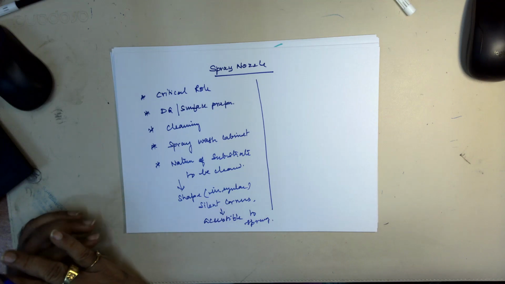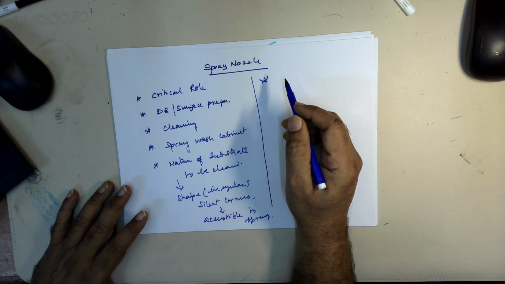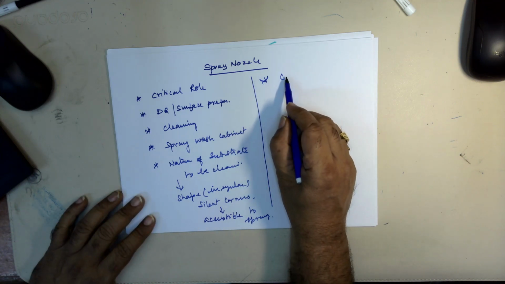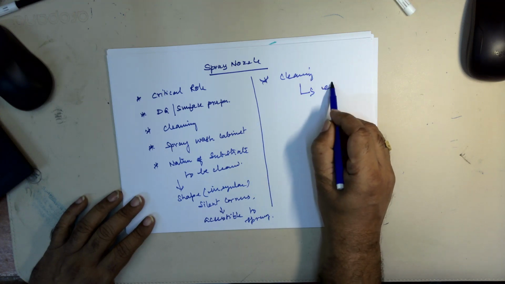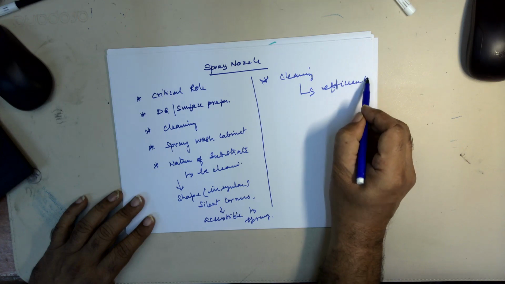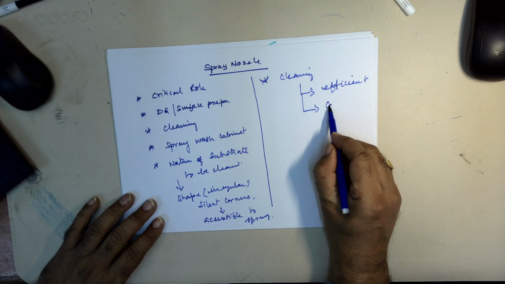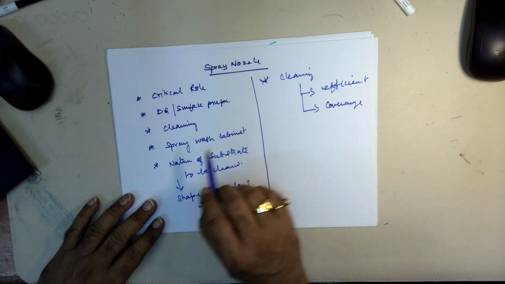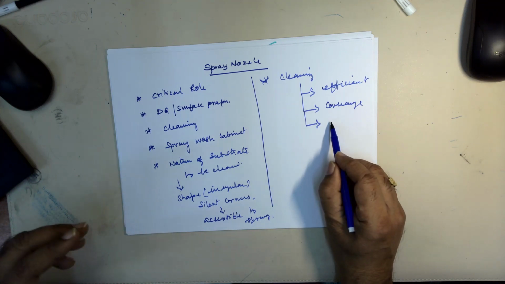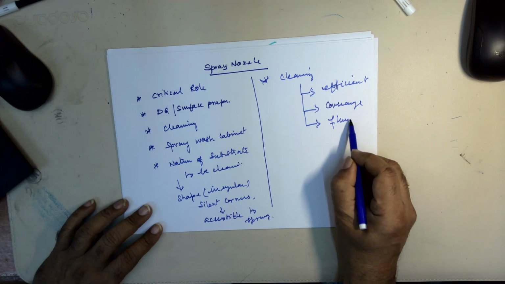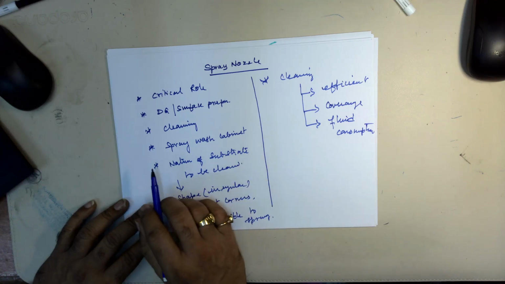Then the choice of nozzle actually affects the cleaning efficiency and cleaning coverage. When you talk about cleaning, you need to worry about, for instance, efficiency, how efficient it is and at what angle, and also how wide it can spray. That is the coverage aspect. And what is the fluid consumption of this nozzle? That also plays a very important role.